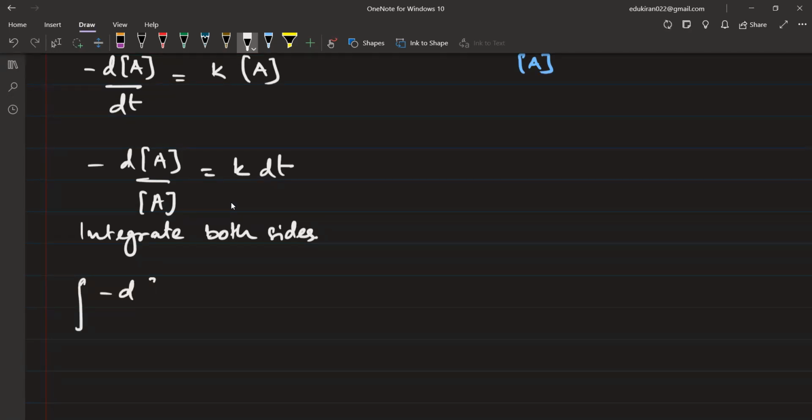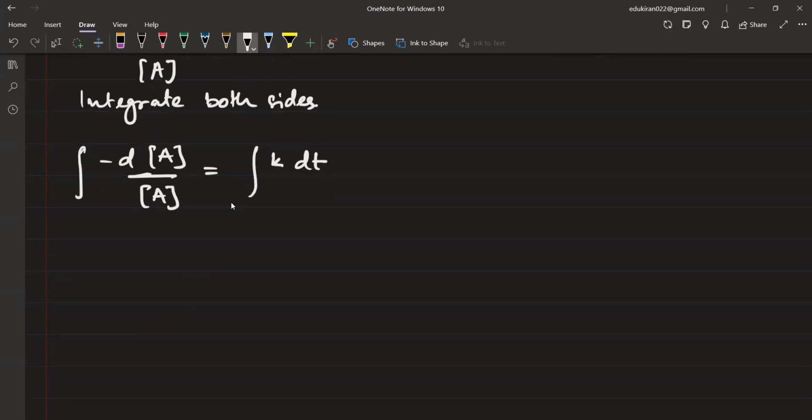Minus dA upon concentration of A is equal to integration of k dt. Okay. Now 1 upon A, right? This is 1 upon A. So the integration of 1 upon A is equal to log A.